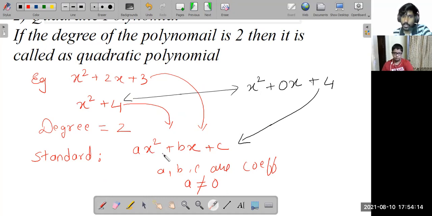Yes, sir. Okay, note one thing: in a quadratic polynomial, there are 3 terms. One is the term with variable x square, one with variable x, and last with no variable. Clear? Have you understood the quadratic polynomial? Yes. Okay. Write it down.